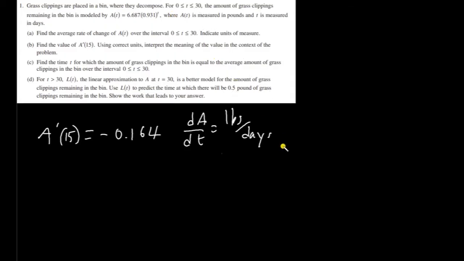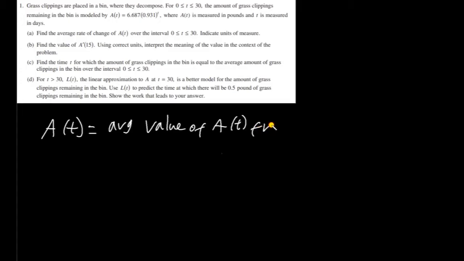Part C. Find the time t for which the amount of grass clippings in the bin is equal to the average amount of grass clippings in the bin over the time from 0 to 30. So the amount of grass clippings in the bin, that's A(t). And then the average amount of grass clippings in the bin, that's the average. And we want these two to be equal, right? So I'll say A(t) equals the average value of A(t) from 0 to 30.